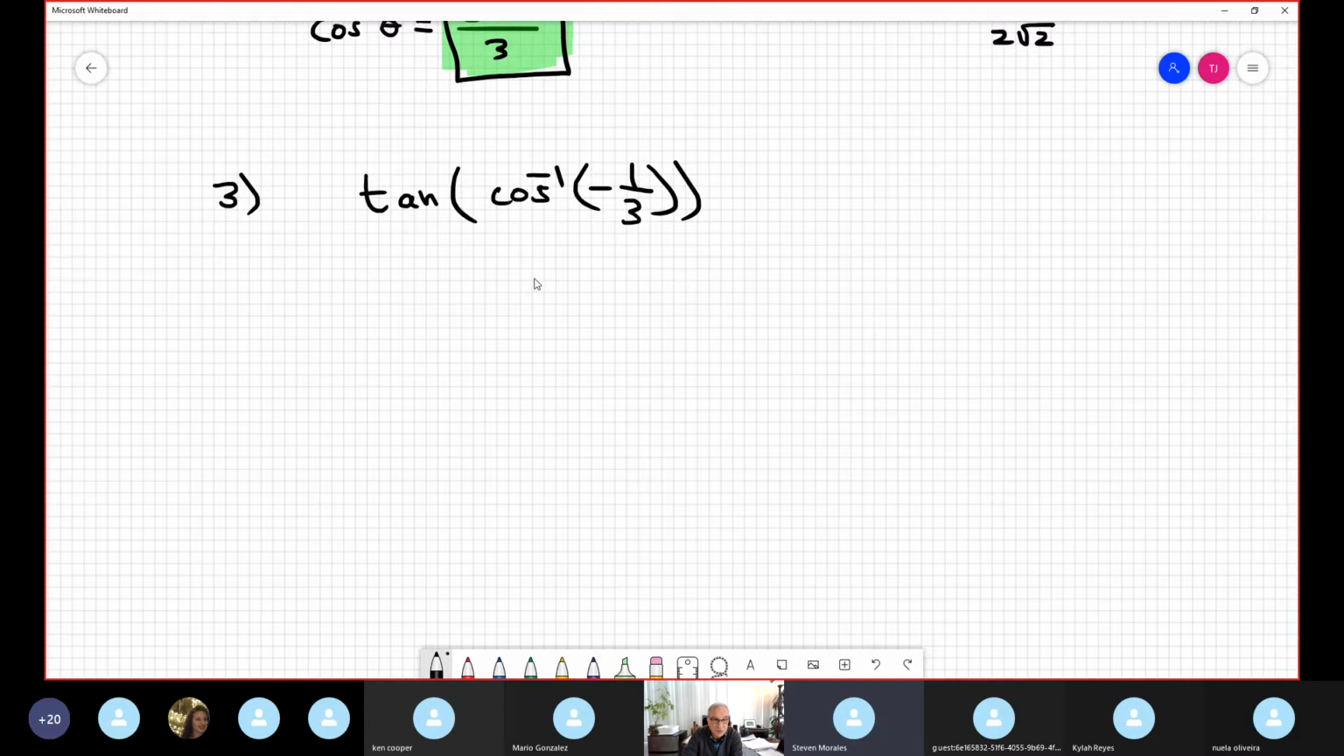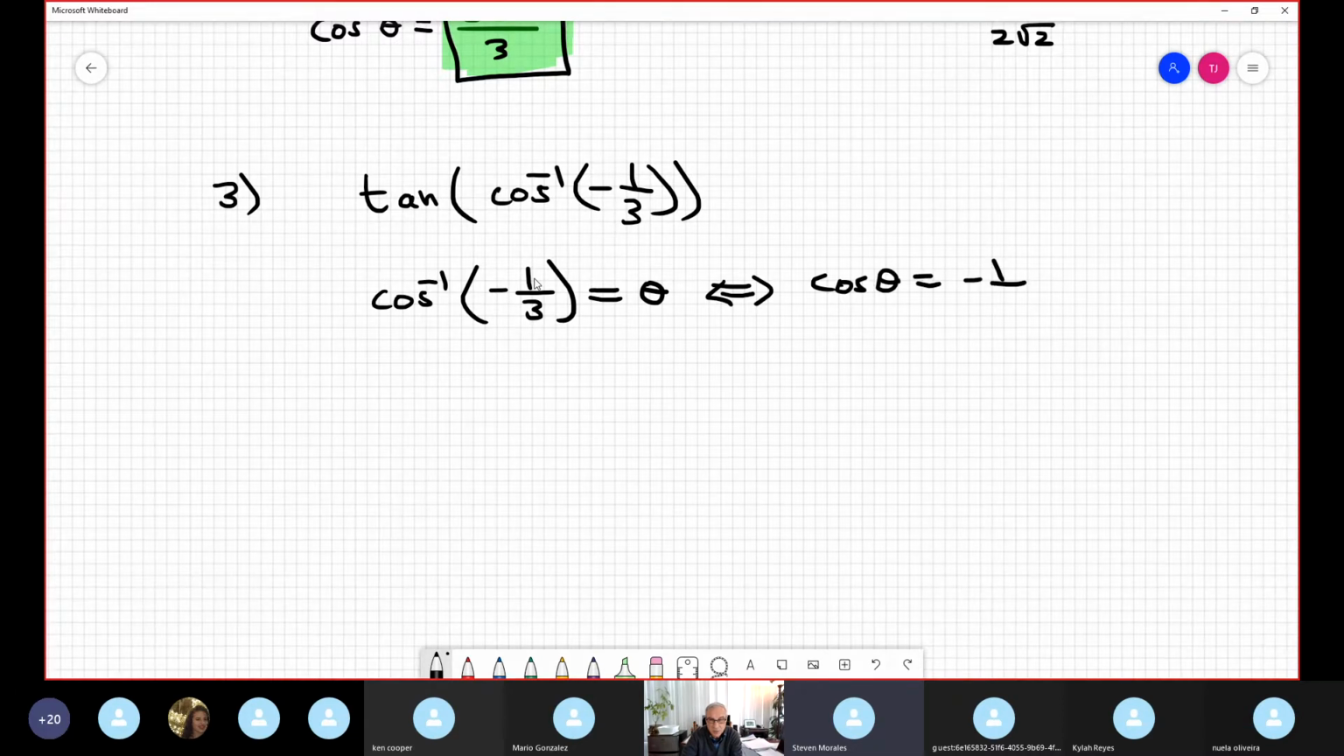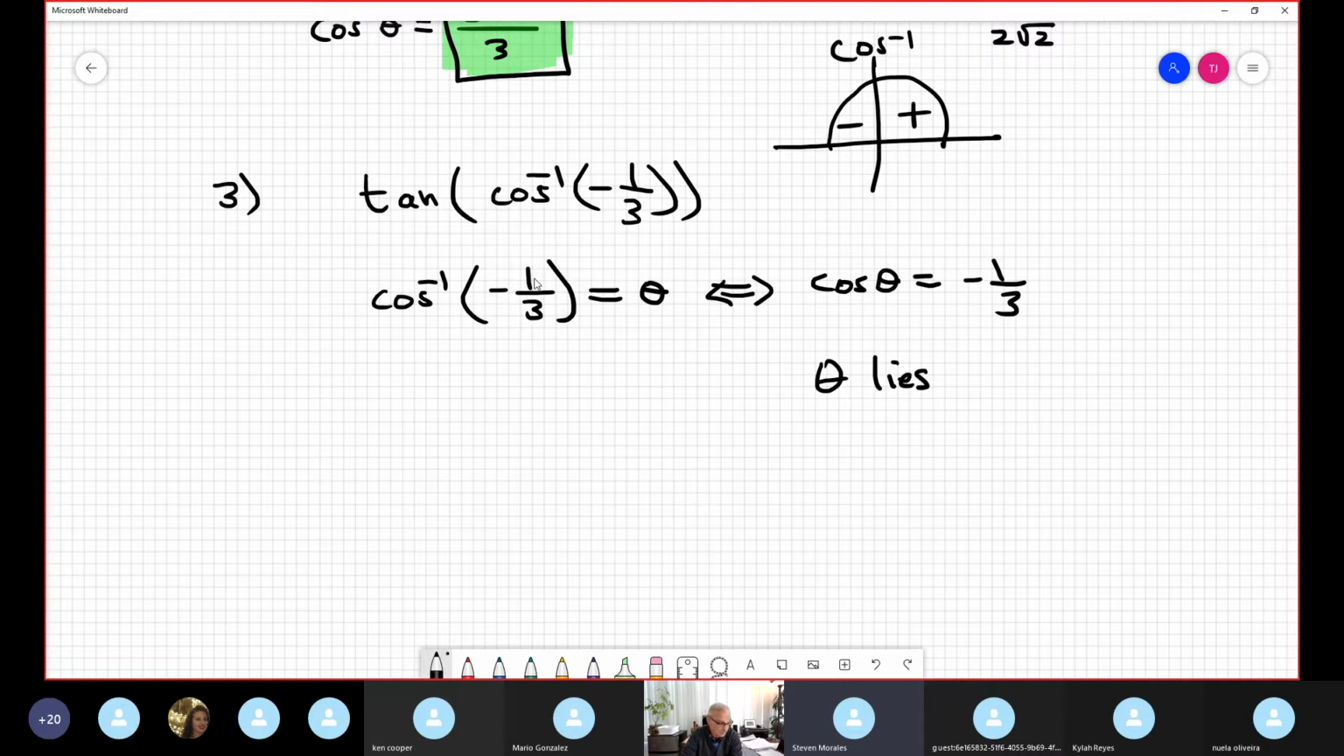So theta equals cosine inverse of negative 1/3, which is equivalent to saying cosine theta is equal to negative 1/3. Wow, again, I recall the convention of the cosine inverse, which is that when it's positive, it's in the first quadrant, but when it's negative, it's in the second quadrant. Super fantastic conclusion. Theta lies in what quadrant? Second.